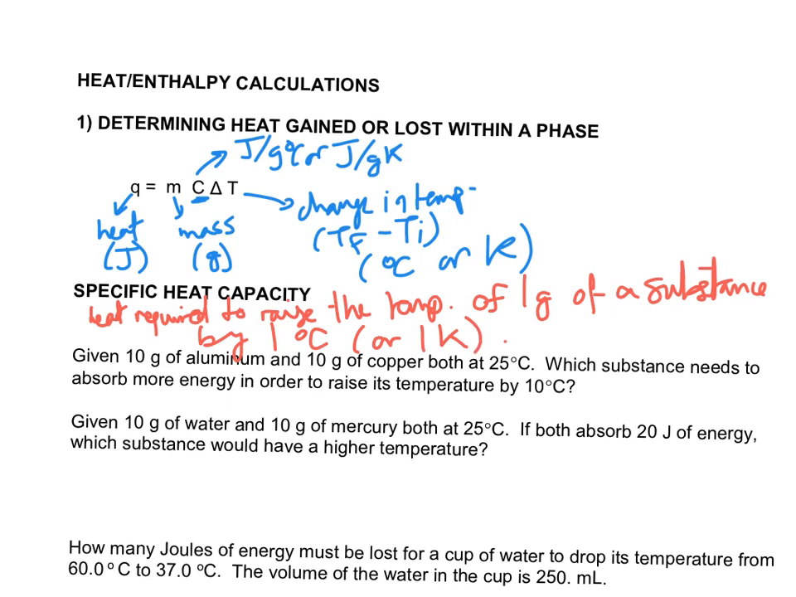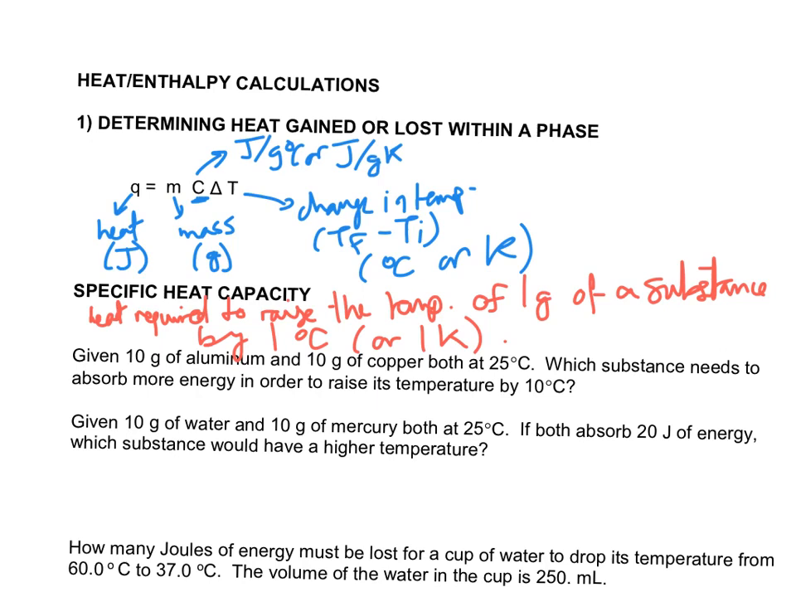Now this definition should sound very, very familiar to you, right? It sounds just like the definition of a calorie, except there's one word that's different. In a calorie, it's raising 1 gram of water by 1 degree Celsius, as opposed to here, raising 1 gram of any substance. So a calorie is actually the specific heat capacity of water.